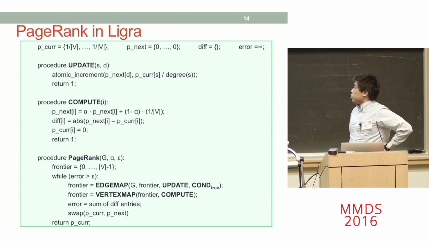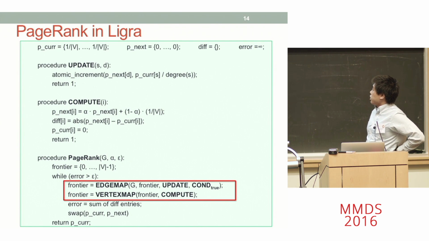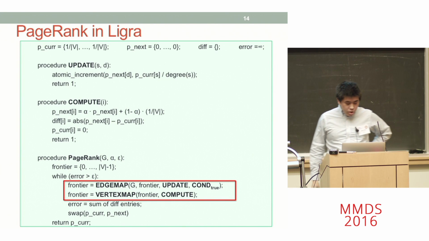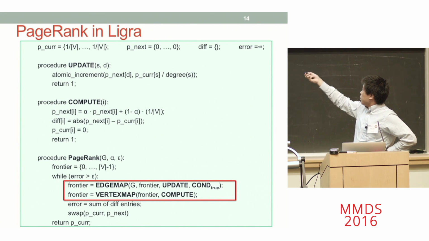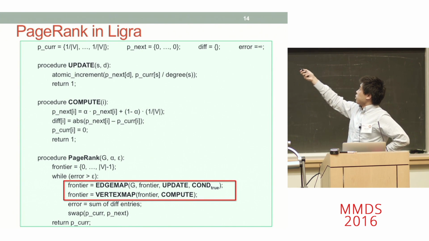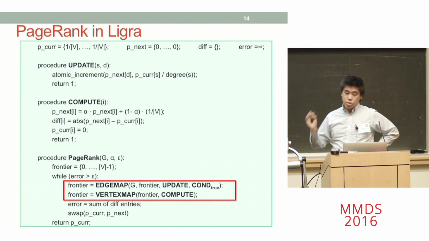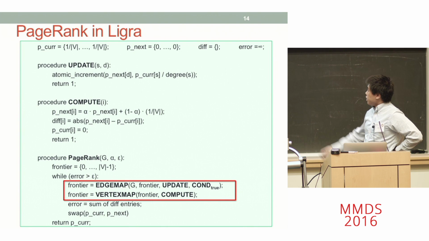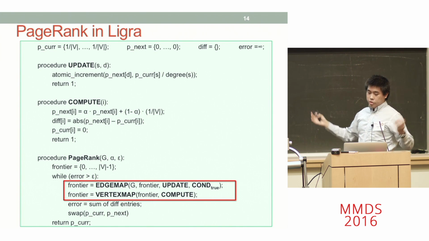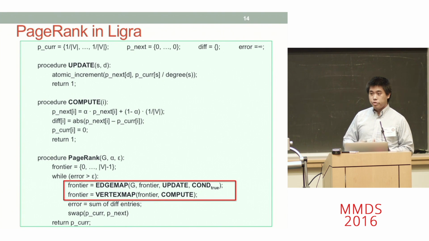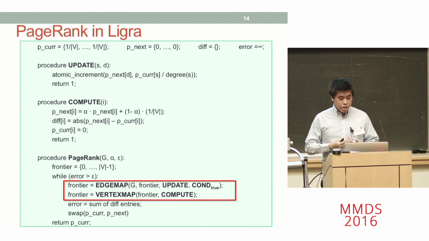So here's the pseudocode for PageRank. I'm not going to go through all the details. I just want to talk about EdgeMap and Vertex Map. So EdgeMap, the update function is going to say for each vertex, I'm going to pass my PageRank value to all of my neighbors, normalized by my degree. Vertex Map is going to take all these values that I receive from my neighbors for each vertex and do some local computation to figure out my own new PageRank value.